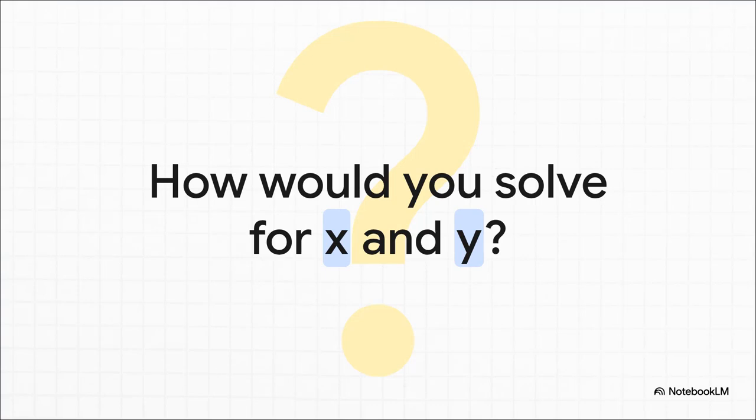So, take a look at this. Two equations, two unknowns. Pretty standard stuff, right? You probably have a few tricks up your sleeve from school. Maybe you'd use substitution or elimination, a little bit of algebraic shuffling, and boom, you've got your answers for x and y. No big deal.